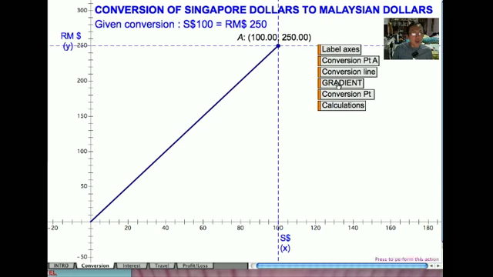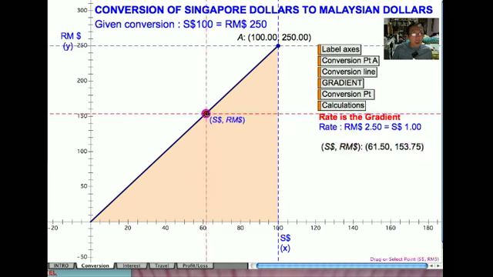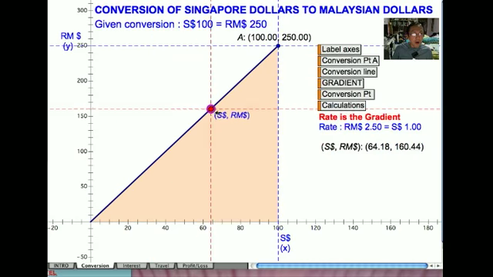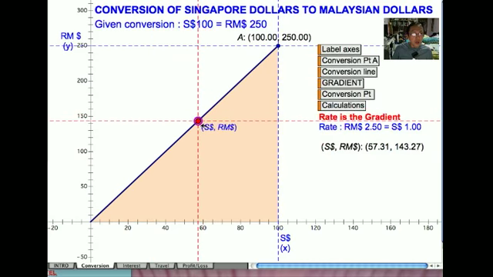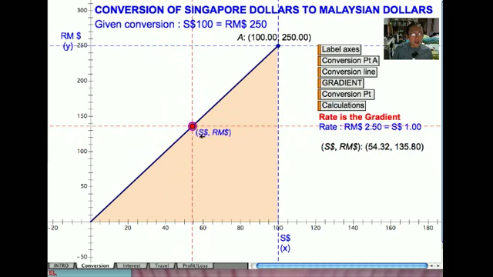In fact, the exchange rate is also the gradient. That is, $250 for every Singapore $100, which works out to be $2.50 for 1 Singapore dollar. And every point on this line shows the conversion of the amount from Singapore dollars to Malaysian dollars, with the x value representing Singapore dollars and the y value representing Malaysian dollars.